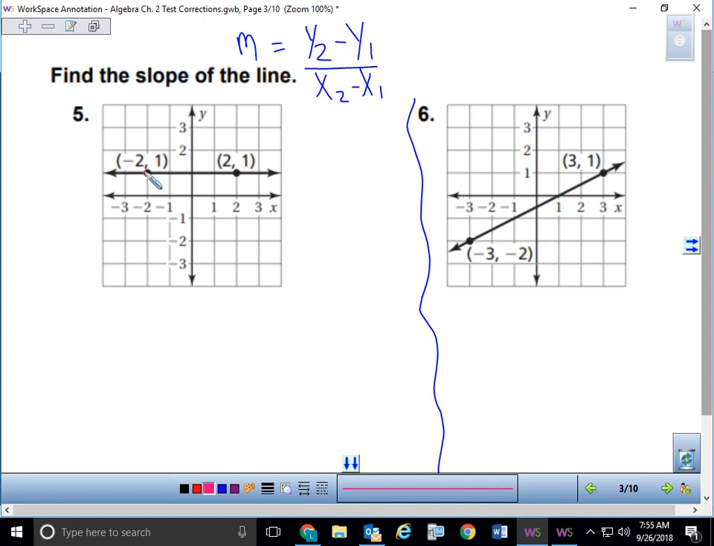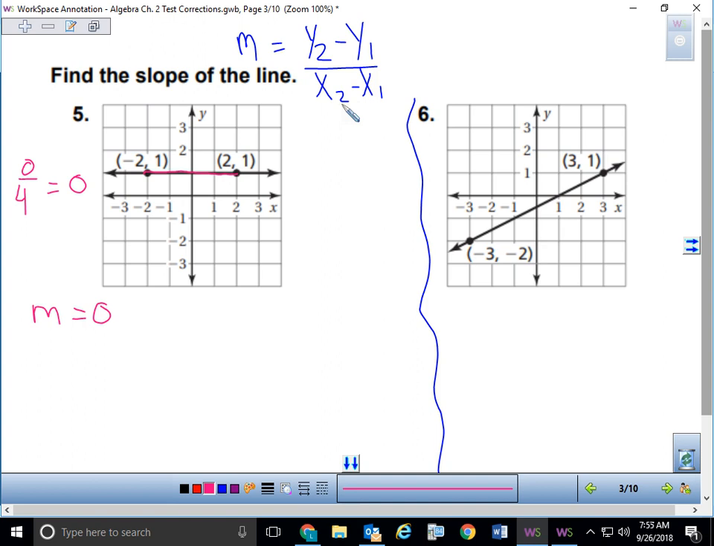Well, I'm just going to run left to right. 1, 2, 3, 4. So my slope, if you're using a triangle method, which I can't actually draw a triangle, I'm not rising anywhere. My slope is 0 over 4, which equals 0. If 0's on top, you have an answer. If 0's on bottom, that's a no-go. So the slope of a horizontal line is always going to be 0. So I'm going to say m equals 0.